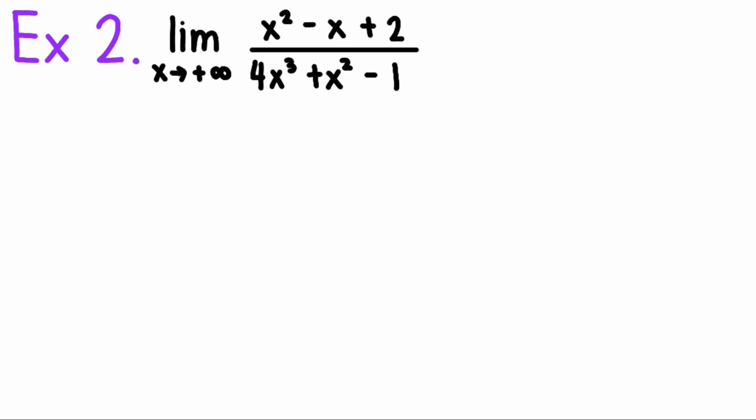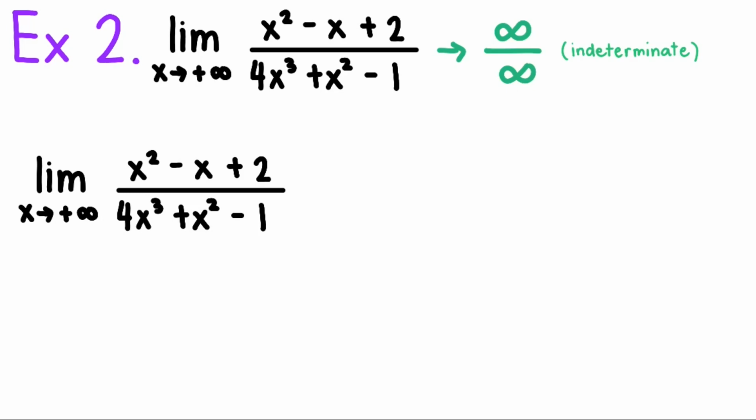We have the limit as x approaches positive infinity of x squared minus x plus 2 all over 4x cubed plus x squared minus 1. Before we start, again, feel free to pause the video so that you may try this one first on your own. Okay, good. So let's start. Again, observe that when we plug in positive infinity out here, the outcome would be infinity over infinity, which is an indeterminate. So let's copy this one.